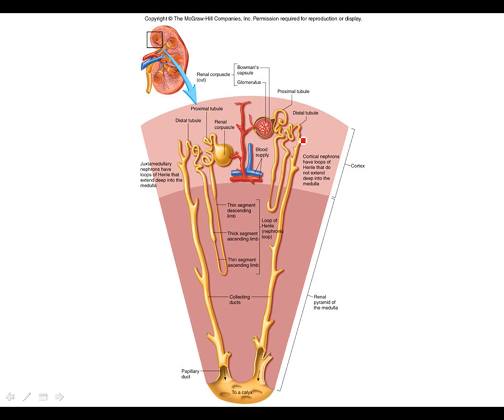So the urine and the waste products are moving down the distal tubule, and that is going into the collecting ducts. It becomes the collecting duct right here. The collecting duct then merges into the calyx of the kidney. The calyx is this part right here. The big tubules that are coming off of the pyramids are the calyxes.